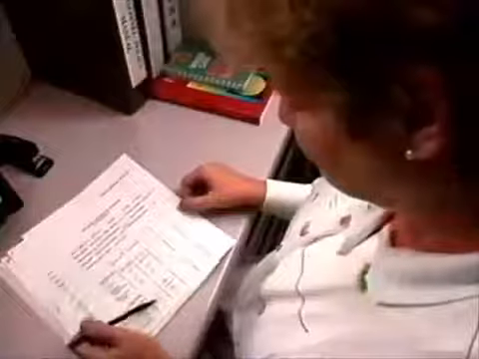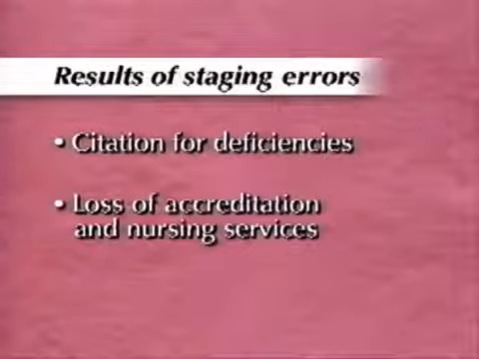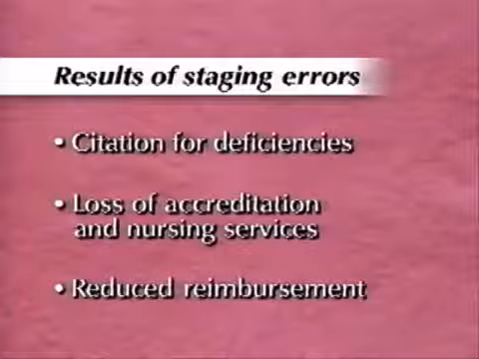And if this error happened regularly, the facility would seem to have a problem with managing pressure ulcers. When documented, such errors would become part of the medical record, which could be reviewed by state surveyors and regulatory bodies such as JCAHO. Therefore, staging errors could lead to citation for deficiencies, loss of accreditation and skilled nursing services, and reduction of the level of reimbursement.